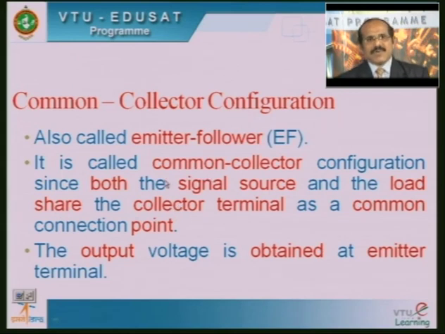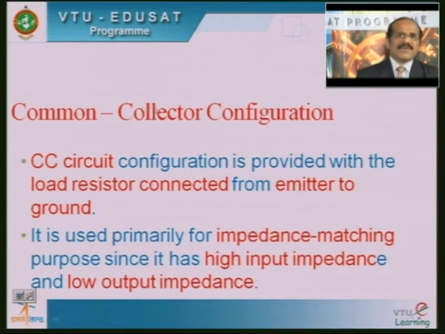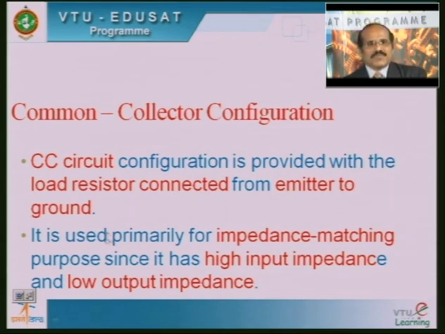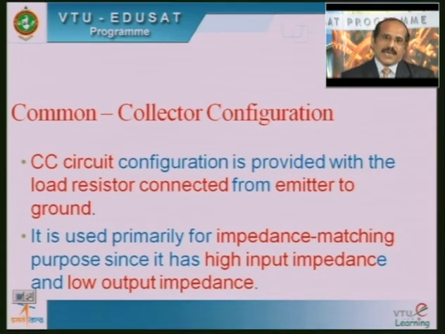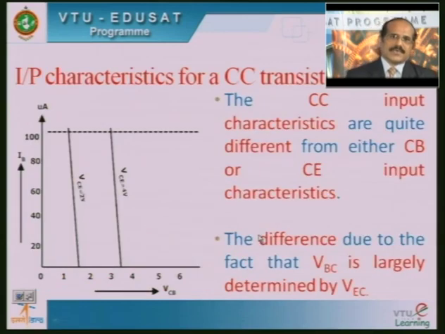Once again, it is a common collector configuration because both the signal source and the load share the collector terminal as the common connection point, and the output is obtained at the emitter terminal, hence the name emitter follower. The common collector configuration of BJT is provided with a load resistance connected from the emitter to ground. It is used primarily for impedance matching, because it has very high input impedance, very low output impedance, voltage gain of 1 and very high current gain. It is because of these 4 parameters that it is used as an impedance matching device.